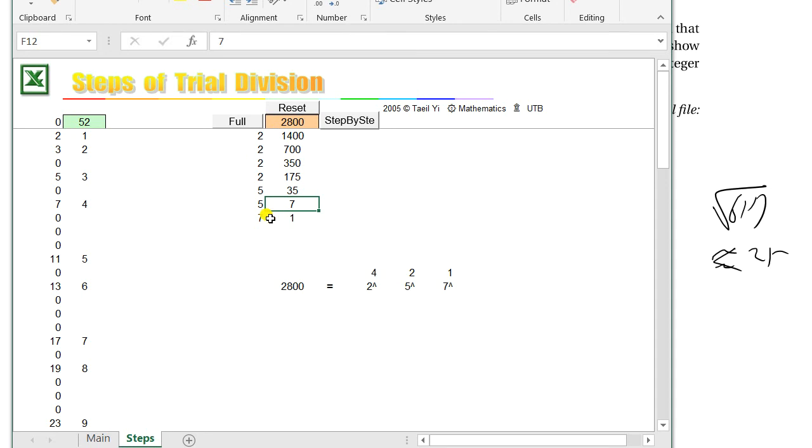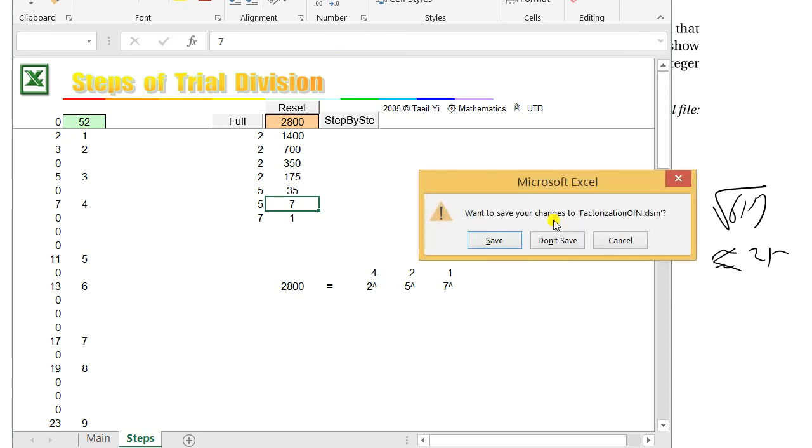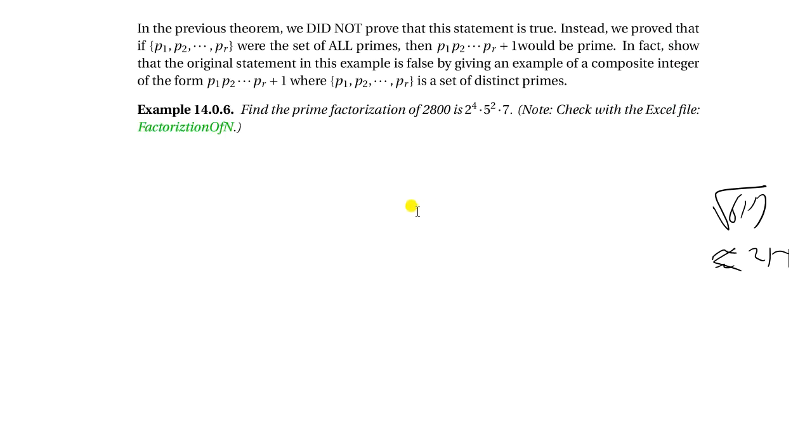So altogether, the given number 2800 is equal to how many 2s? 4 of them, right? So 2 to the 4. And we have two 5s, so 5 squared. And we have only one 7, so 7 to the 1. Just collecting these gives us the prime factorization of the given number. So once again, these Excel files are just for checking the method and seeing how it's going to work. So please do these procedures by yourself whenever it's asked. So practice for that.